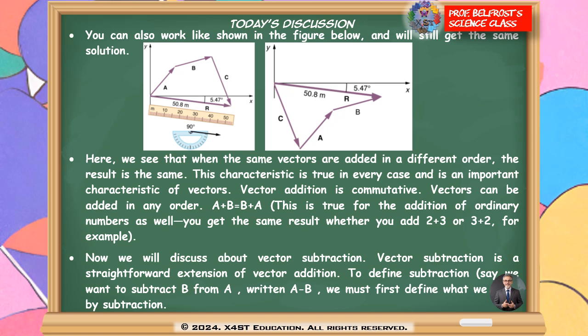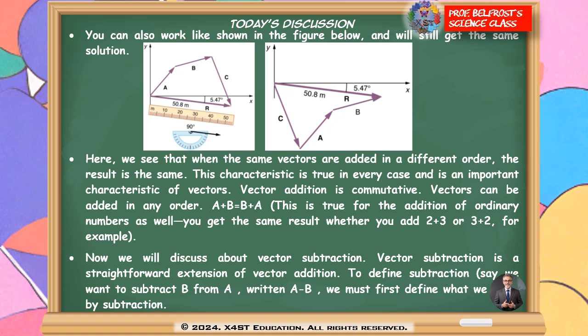Actually, you can do it another way, as shown in the figure on the right side. You add the vectors in a different order, and you still get the same solution, because vectors don't care which step you start from. Here we see that when the same vectors are added in a different order, the result is the same. This characteristic is called the commutative property of vector addition. So A plus B is essentially the same as B plus A, like ordinary addition.